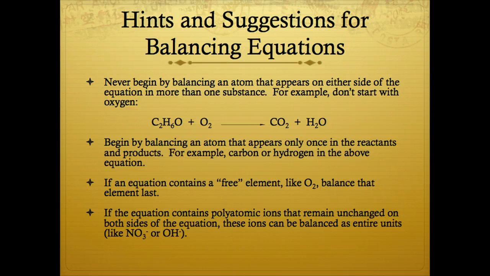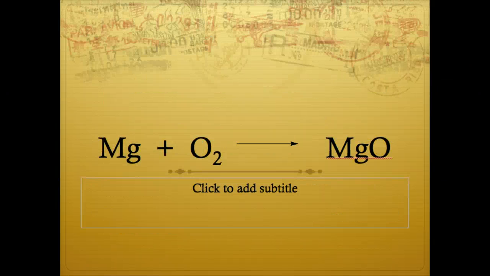Here we go to the next slide. Here's our first equation. We're going to look at 5 equations. This is the first one, magnesium plus oxygen forming magnesium oxide. You notice magnesium is already balanced on both sides, one on each side. So let's look at oxygen. There's one oxygen here, 2 here.